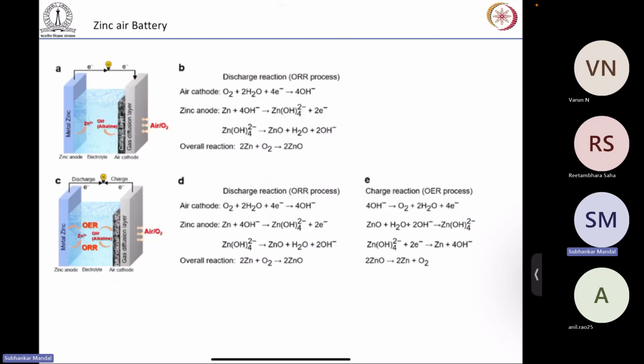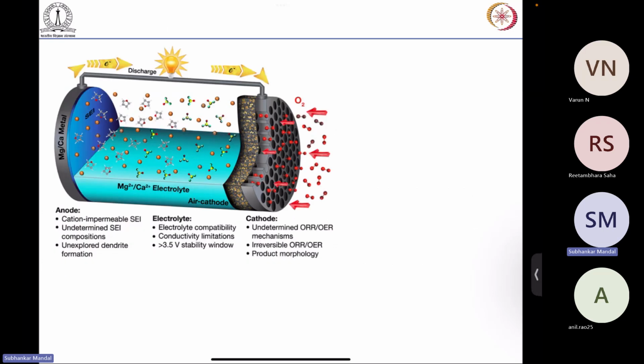After that we have discussed the zinc air battery. In the zinc air battery we have zinc metal as the anode, and on the porous cathode side oxygen can come in and be reduced at the air cathode, and OH- will form. At the zinc anode, the OH- reacts with zinc to form zinc hydroxide, and ultimately it transforms to zinc oxide. And this is the non-aqueous calcium and magnesium air battery, as well as lithium and sodium, that kind of battery also exists.